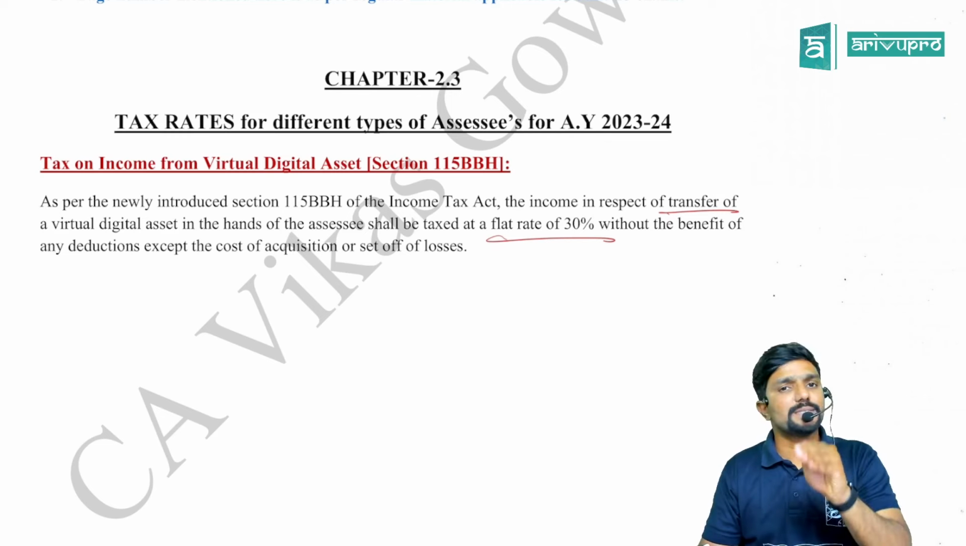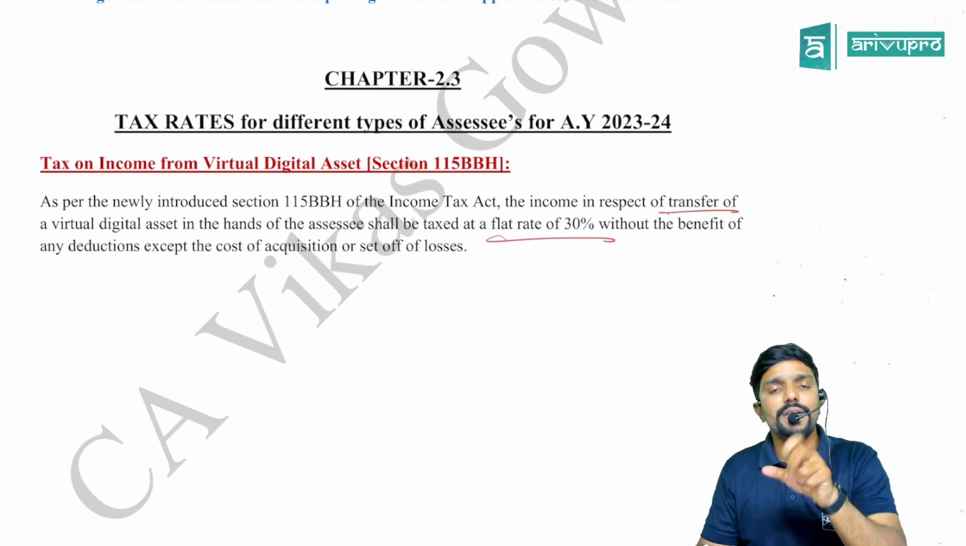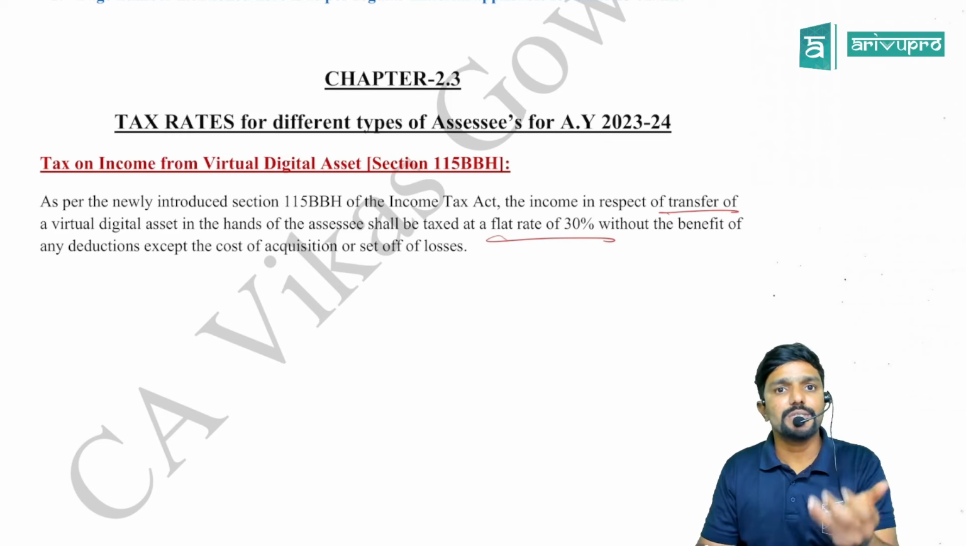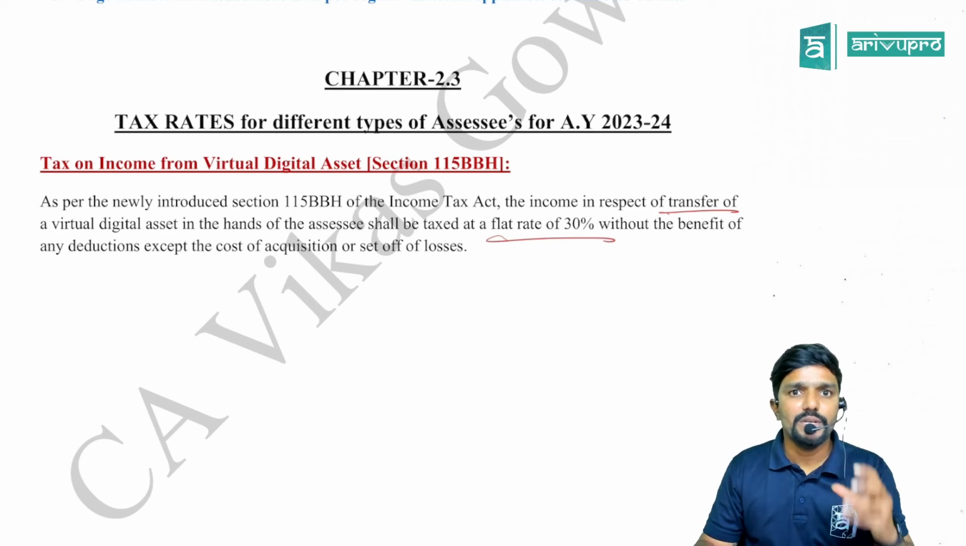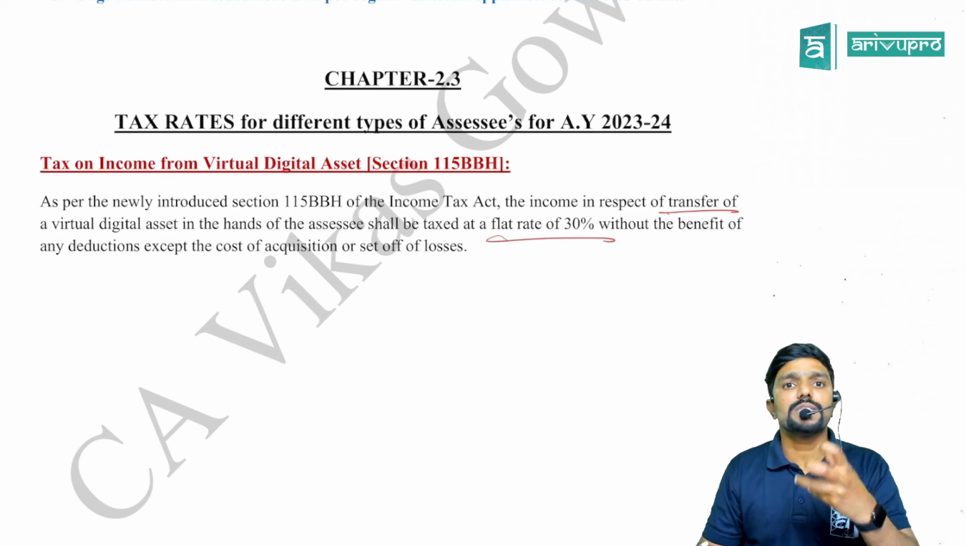So in simple terms, it is a special income. If you are holding any virtual digital asset and you have transferred it, whatever income or profits you have generated would be straight away taxed at the rate of 30%, guys. It is a special rate and you cannot claim any chapter 6A deductions against it. The only deduction you can claim is the cost of purchase.